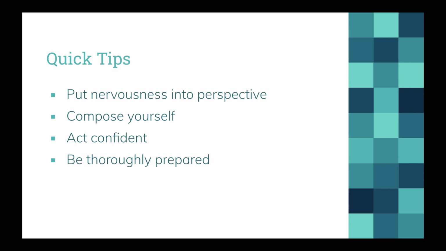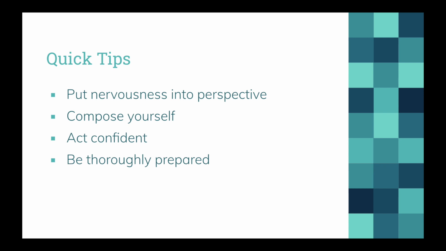Some quick tips in dealing with communication apprehension is to put your nervousness into perspective and find a way to compose yourself. If you are nervous before a speech, run around a little bit to expel some of the energy, or move your arms around during the presentation using hand gestures to expel some of the energy as well. And just act confident. A common phrase that can be used in this situation is fake it till you make it. If you pretend that you're confident, then you will actually become confident after a while.